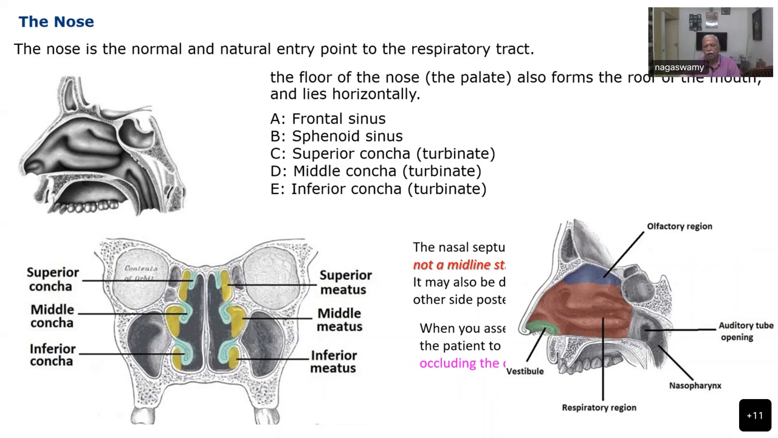So any dryness in this respiratory mucosa will reduce the humidification function. And there is an auditory tube opening posteriorly in the nasopharynx, and the nasal vestibule, which has hair follicles, helps in filtering the large pollutants in the atmospheric air and preventing them from entering the lower air passage.